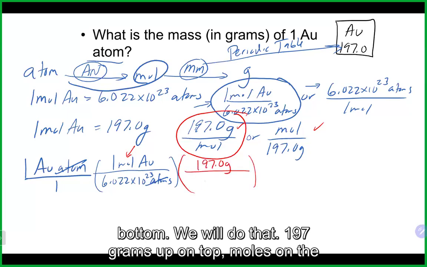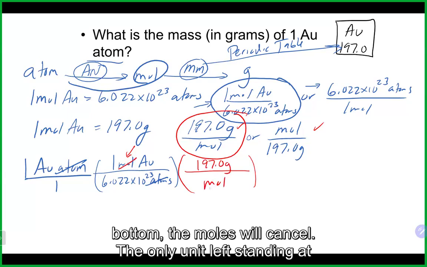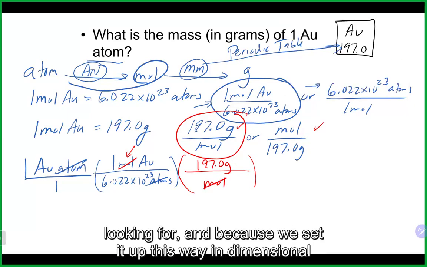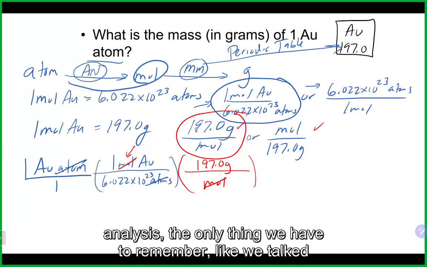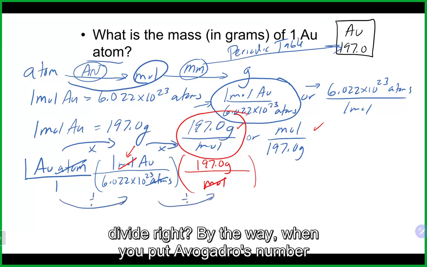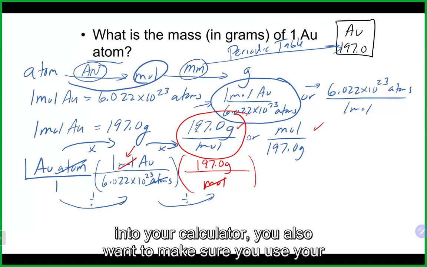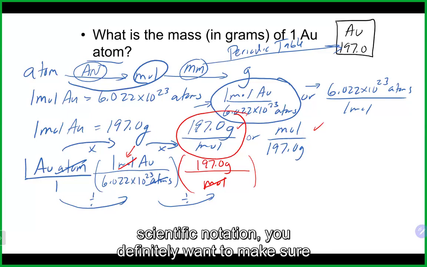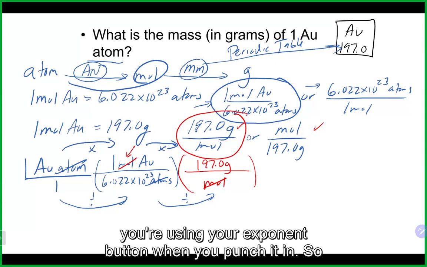197 grams up on top, moles on the bottom. The moles will cancel. The only unit left standing at this point is grams, which is good because that's what we're looking for. Because we set it up this way in dimensional analysis, the only thing we have to remember, like we talked about previously, is that up on top we multiply, on the bottom we divide, right? By the way, when you put Avogadro's number into your calculator, make sure you use your exponent button, just like we talked about with scientific notation.